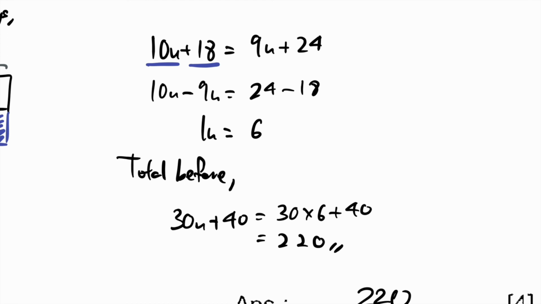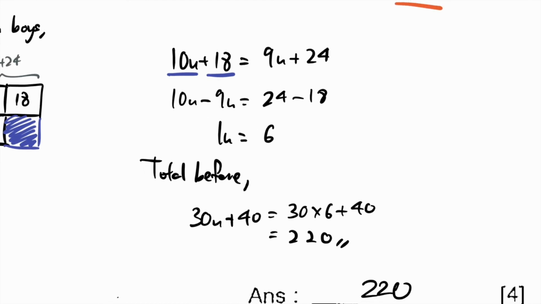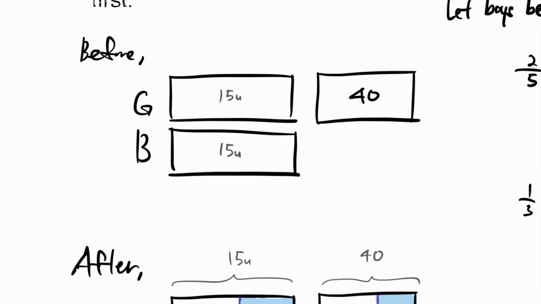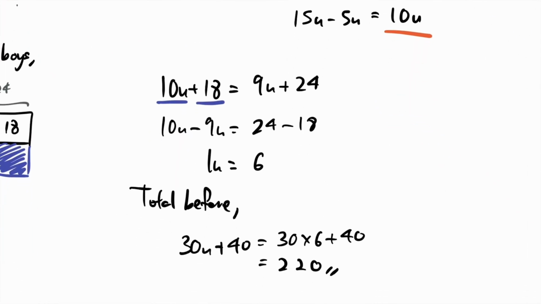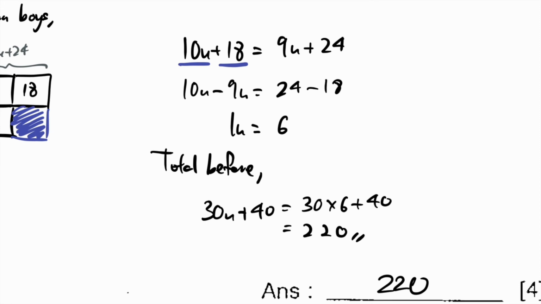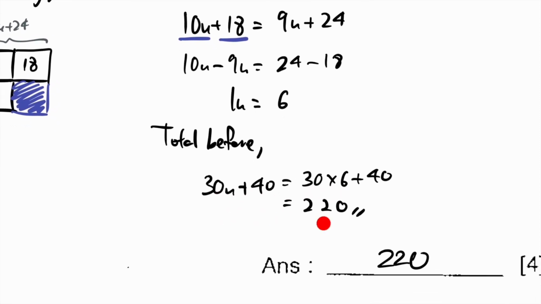Now, we are asked for the number total at first. Okay, if you look at the diagram, total at first was 30 units plus 40. Okay, since we have obtained 1 unit as 6, what's 30 units plus 40? That's 30 times 6 plus 40, giving us 220.